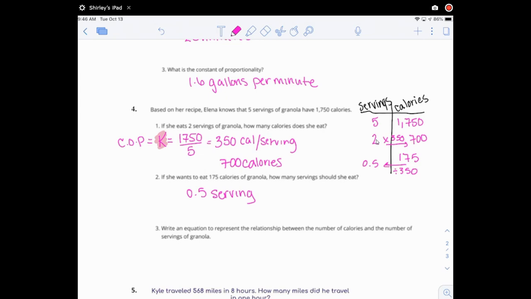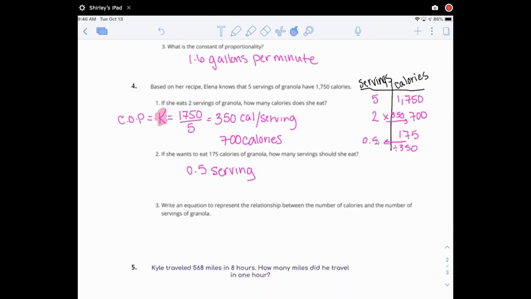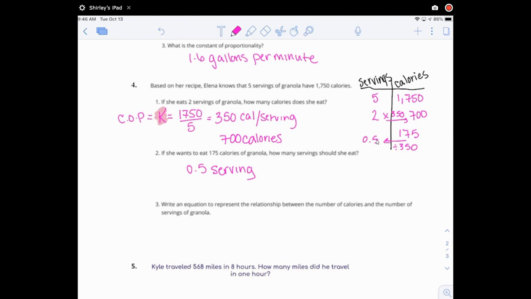And then my last question, write an equation to represent the relationship. So that's where we have to start thinking about our variables. So what letter do we want to use to represent servings? We can use the letter S. What letter do we want to use to represent calories? We can use the letter C.